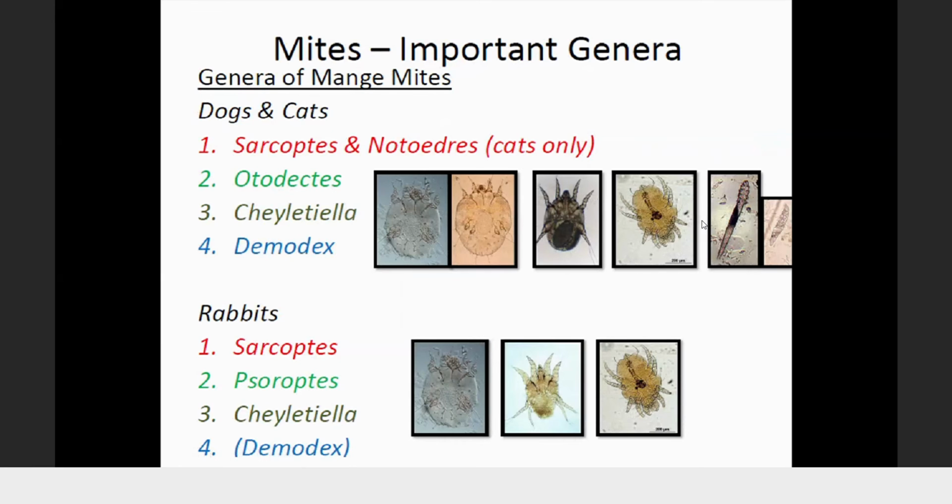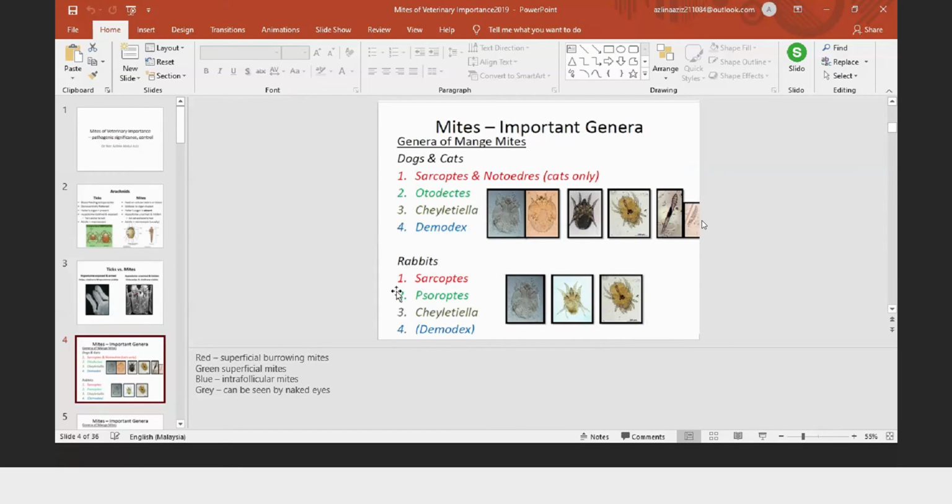Okay. So there are a few important genera of mites that you need to know. For dogs and cats, we have Sarcoptes and Notoedres. Notoedres is the ear mite for cats only. And then we have Otodectes, Cheyletiella, and Demodex. The color means something, okay? Red means superficial burrowing mites. Green, the superficial mites, and blue, the intrafollicular mites, which is Demodex. And grey, which means that you can see them with the naked eye, which are the red mites.